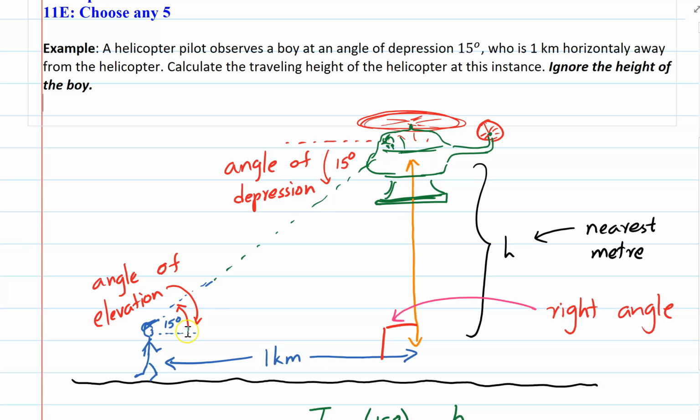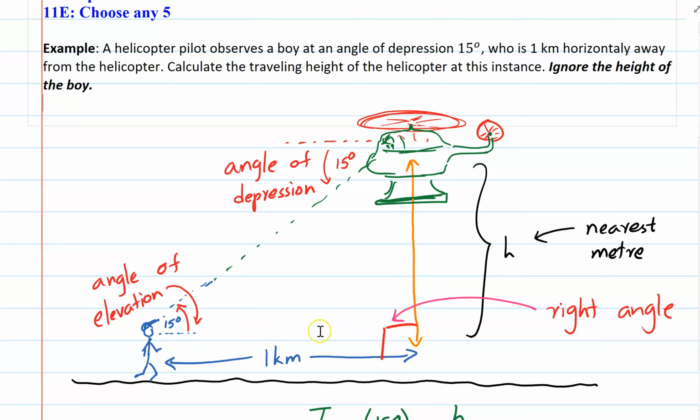And the angle that he elevates his head against the horizontal plane is exactly the same as the angle of depression. So this is like a Z, alternating angles. So 15 here, 15 there. And he's 1 kilometer off at that moment. That is a right angle triangle. So that's 90 there. What I need to find is the height, which is h.